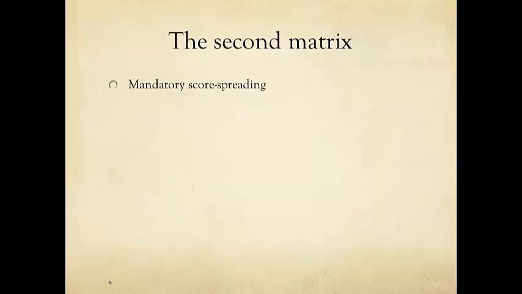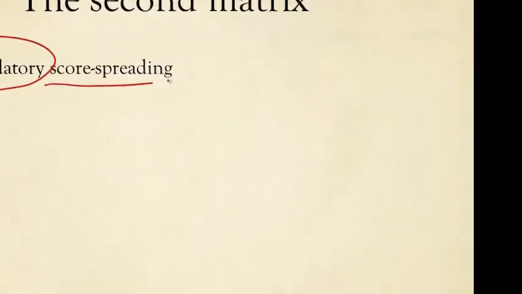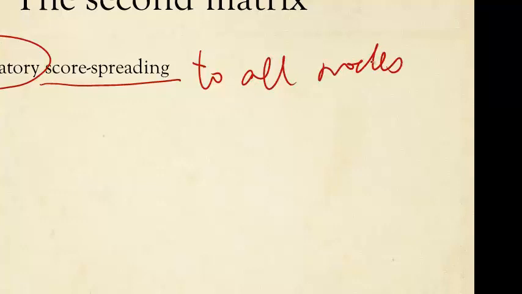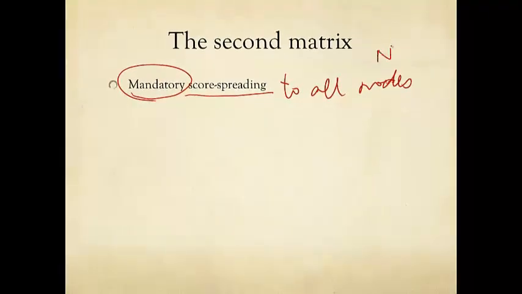One possible solution is to say, well, since you don't point to any other nodes, I will assume that you point to all nodes. I will force you through a mandatory score spreading. You have to spread your importance score, and since you don't tell me which ones you point to, I'm going to say you point to all nodes. Okay? Either all the n-1 nodes, or for simplicity, let's say all the n nodes, including yourself with a self loop.